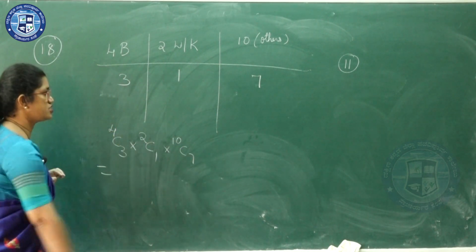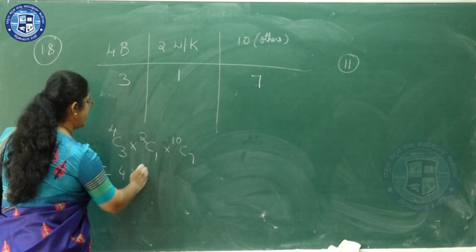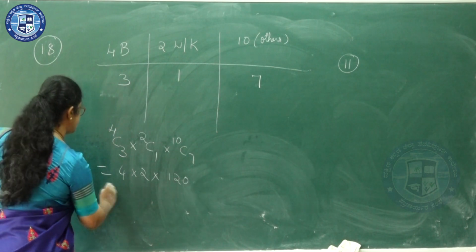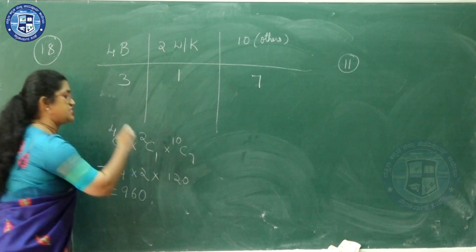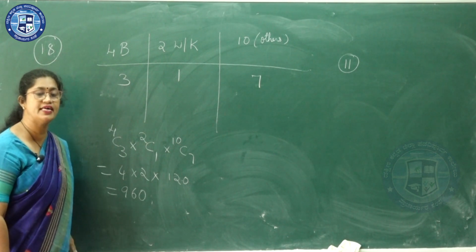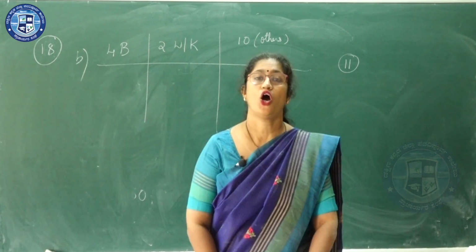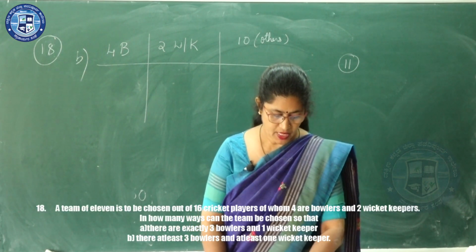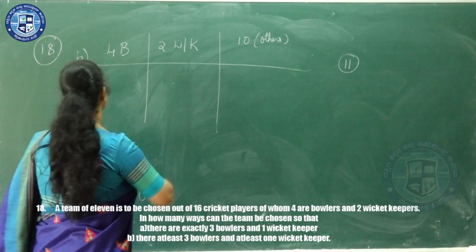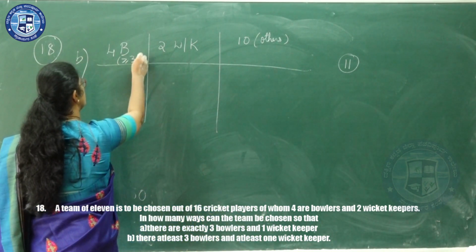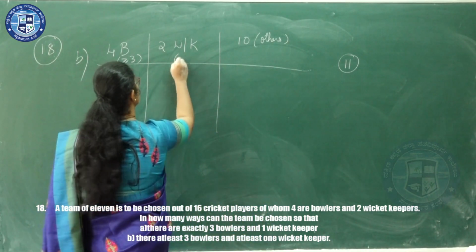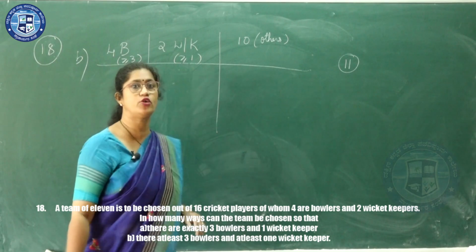Do the calculations. This is 4 into 2 into 120, and that will give you 960. The total selections is therefore equal to 960. Option B, we have to choose at least 3 bowlers. So this should be greater than or equal to 3, and at least 1 wicket keeper. So this should be greater than or equal to 1.